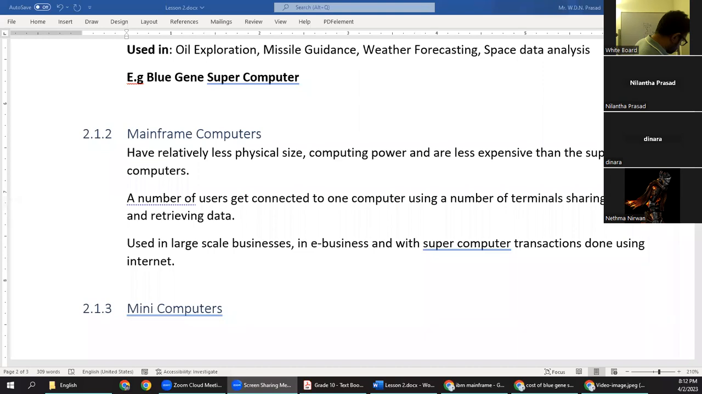Is everything clear for you? Netman, Dinar, tell me, is that clear? Is everything clear for you? Good. Denara, you can. All right.